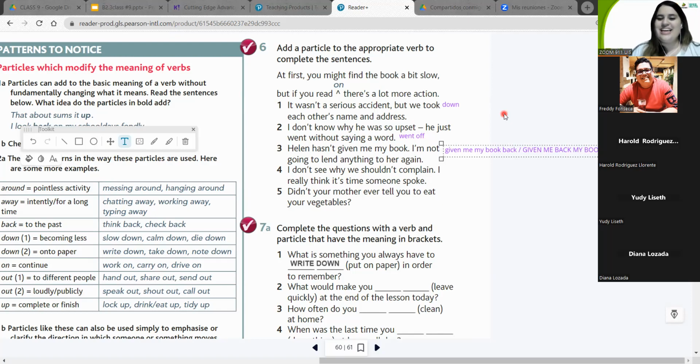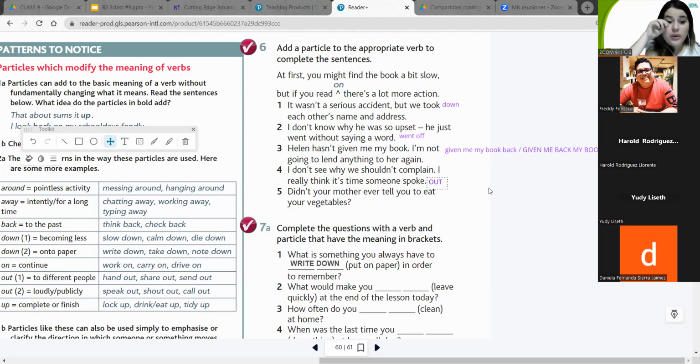Sorry, I'm very curious about sentence number 4. So let's read. I don't see why we should complain. I really think it's time someone spoke out. Spoke up, spoke out. Yes, very good. Let me write here, out. What is the meaning of spoke out here? Speak loudly. So out in this context is publicly or loudly. Okay, so to make it noted, to make people notice the situation and what's going on.